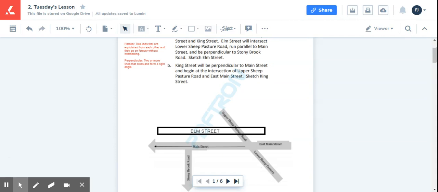Welcome back. So this is where I decided to put Elm Street. Do you agree? You know what? I think I made a mistake. It runs parallel to Main Street, but it is not perpendicular to Stony Brook, and it's also not intersecting with Lower Sheep Pasture Road.